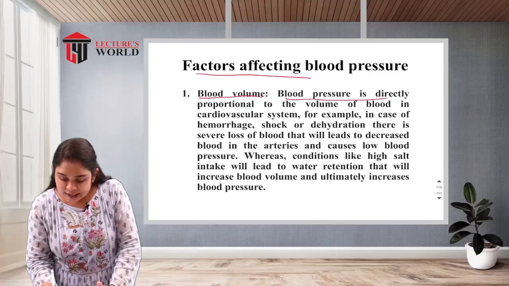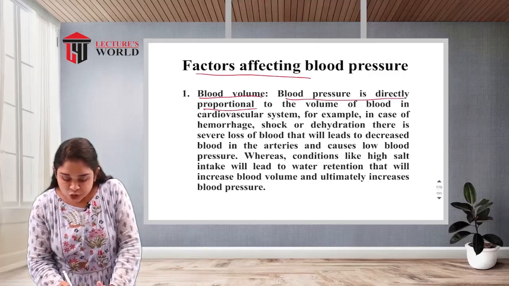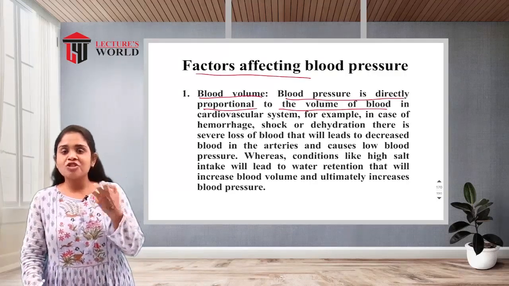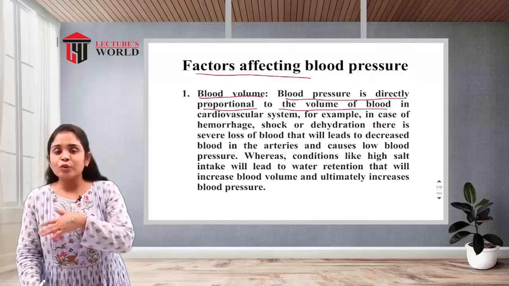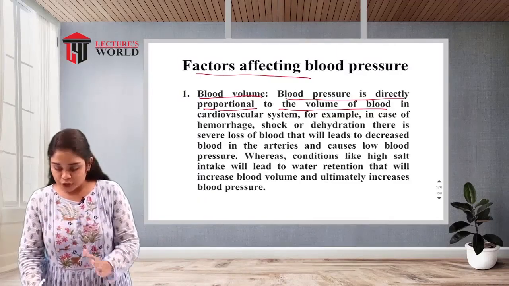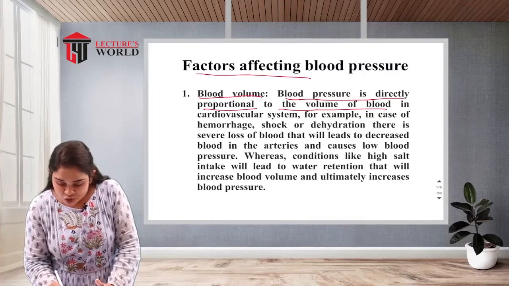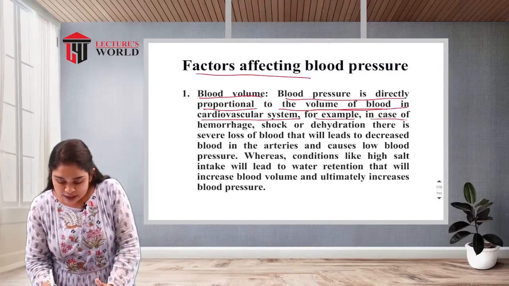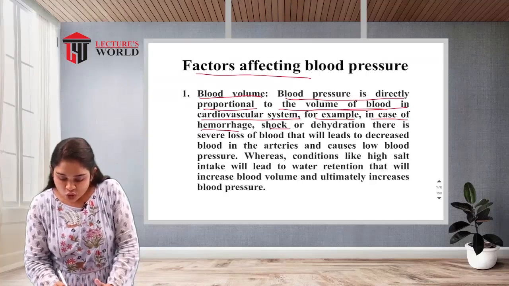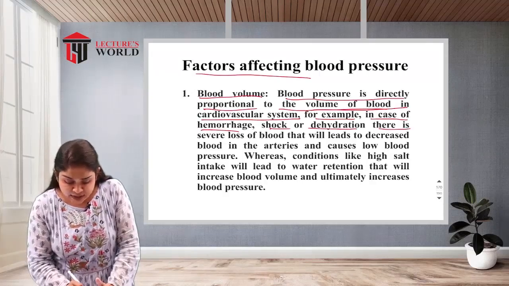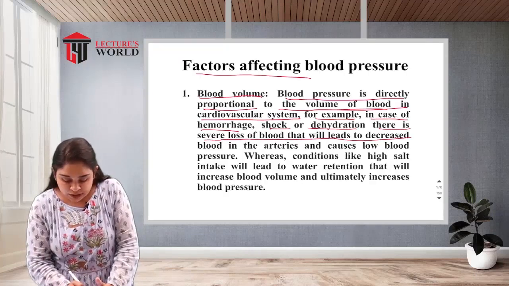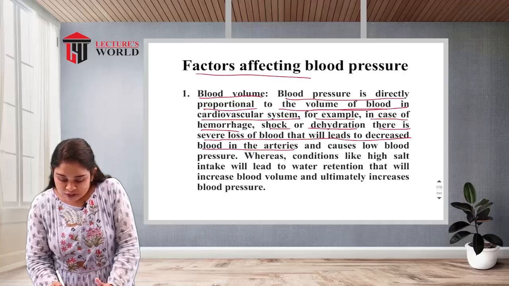Blood pressure is directly proportional to the volume of blood. As we have talked earlier, how much blood volume is there is also going to affect the blood pressure. How much volume of blood is in the cardiovascular system? For example, in case of hemorrhage, shock or dehydration, there is a severe loss of blood that will lead to decreased blood in the arteries, so eventually it causes low blood pressure.